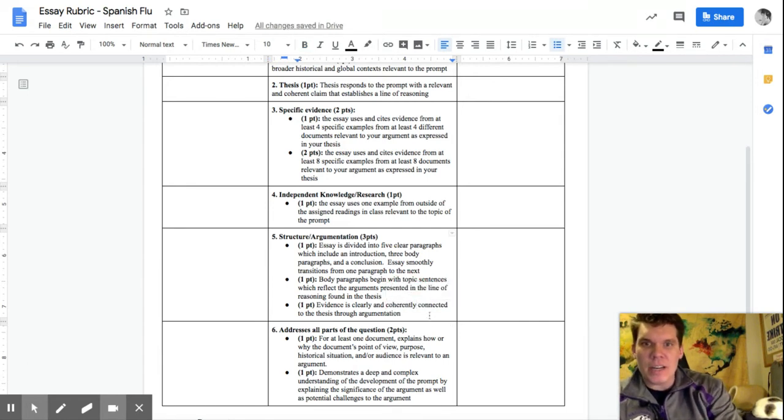Evidence is clearly and coherently connected to the thesis through argumentation. What that point essentially means is that you are explaining your evidence and you are explaining how it proves your overall point. You are not letting the evidence just sit by itself and expecting it to argue itself. You're also not just giving an argument with no evidence, you're putting them together.